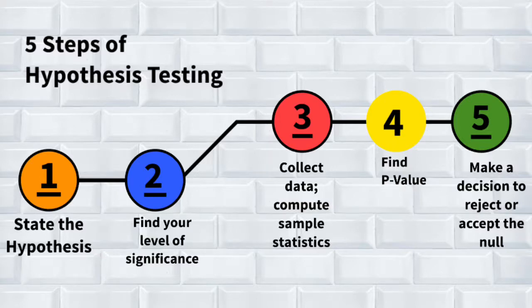So today we're going to talk about the 5 steps of hypothesis testing. Your first step is to state the hypothesis. Your second step is to find your level of significance. Third step, collect the data and compute the sample statistics. Fourth, find the p-value. And fifth, make a decision to reject or accept the null.